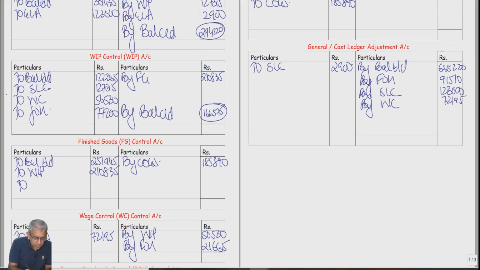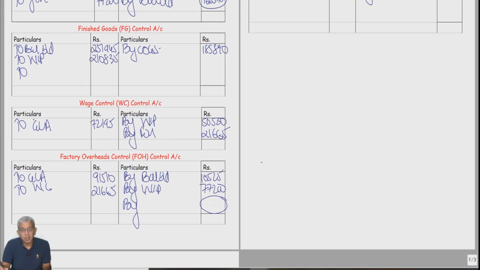No, sir, I'm getting 50,530. It is not 56,530. If you're copying, then my handwriting is pathetic. Factory overheads balance is how much? 25,450.